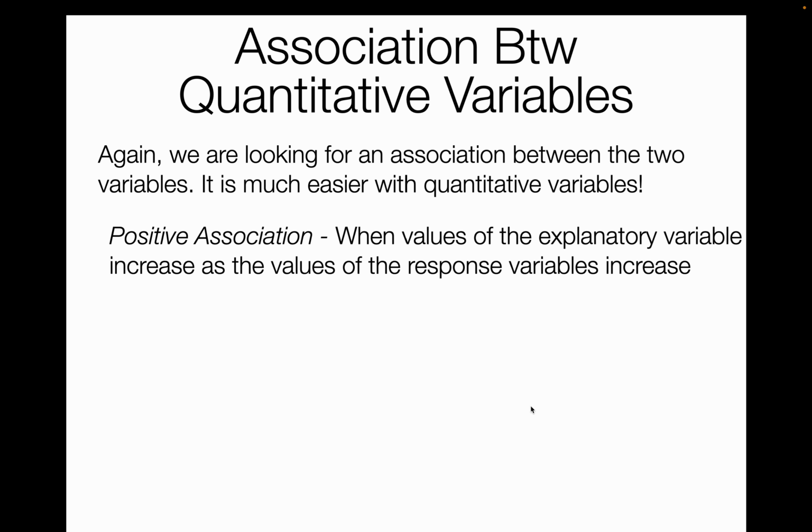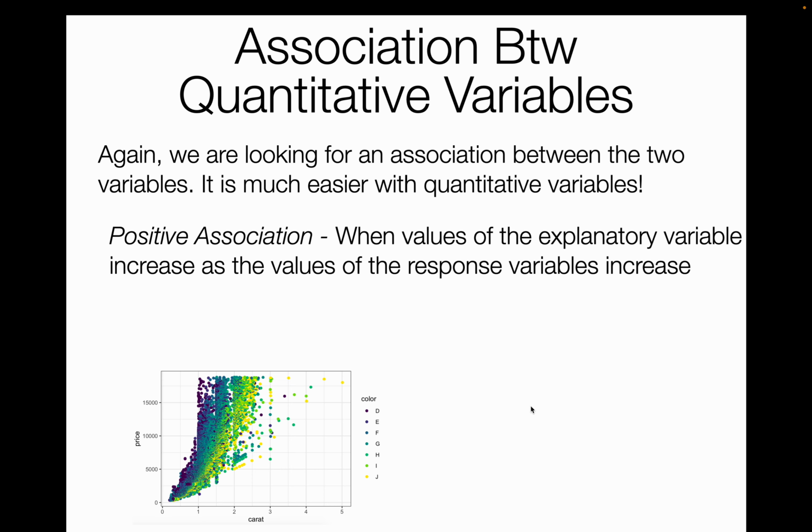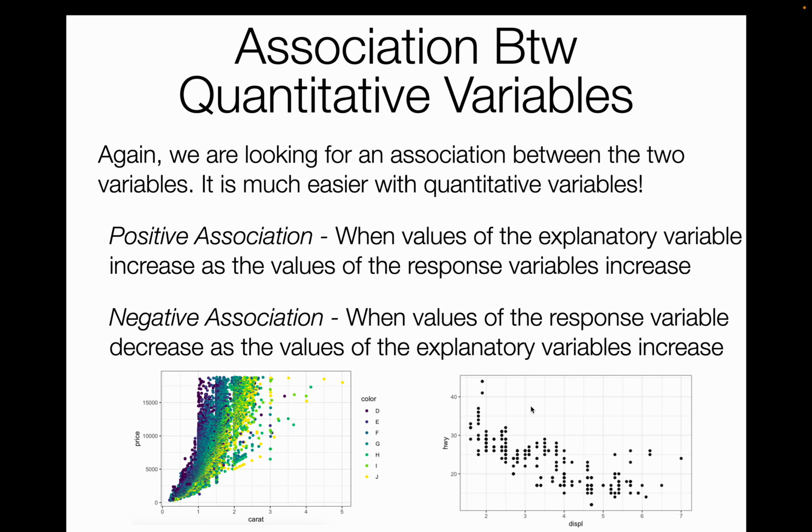Also described in chapter 1 was this direction of association. Is it positive or is it negative? So a positive association means when values of the explanatory variable increase, the response variable also increases. That looks like this. Negative association, it goes down. So this slide was from chapter 1.